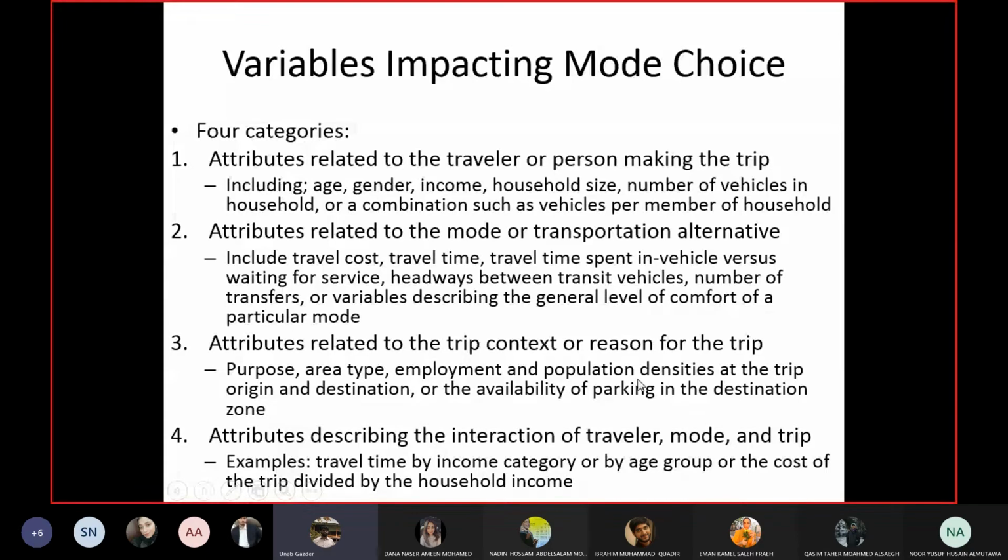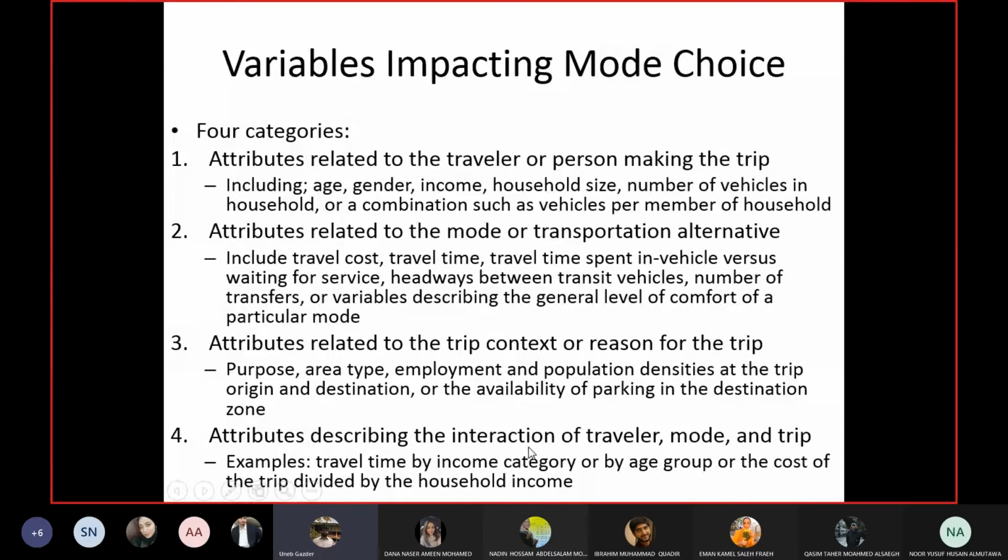Employment and population densities at the origin and destination. Employment, number of people employed per household, something like this, and population, number of people living per square kilometer, in the origin as well as the destination. Availability of parking, and parking obviously will be required only in the destination zone. So these are the parameters which are related to the trip.